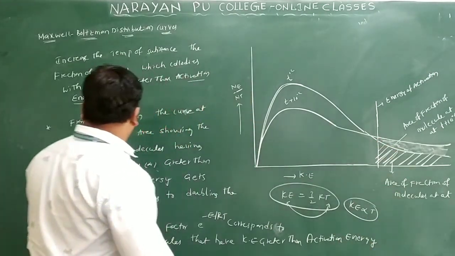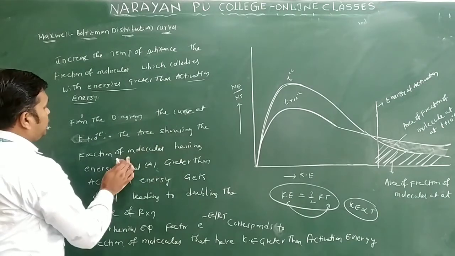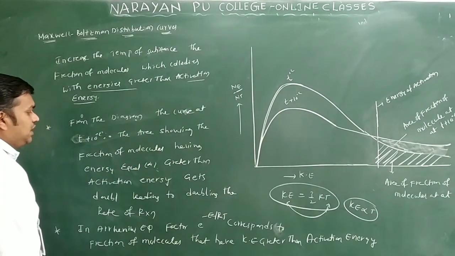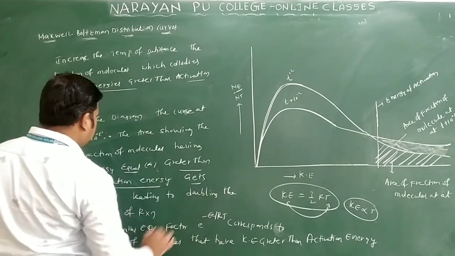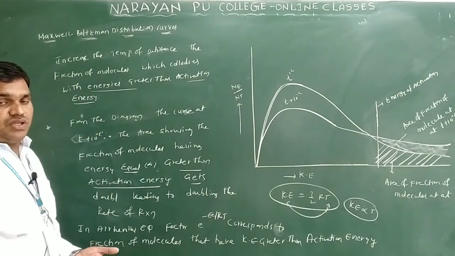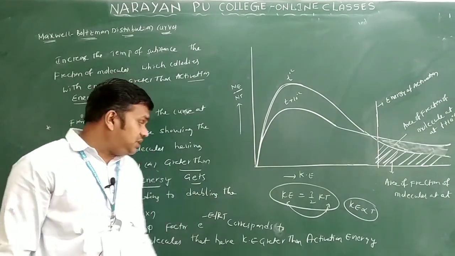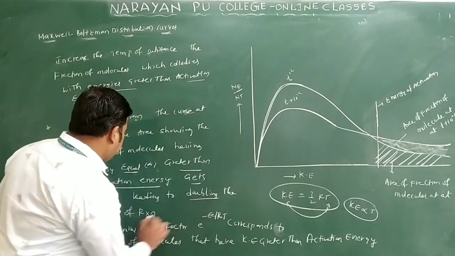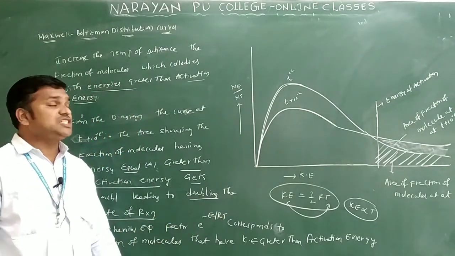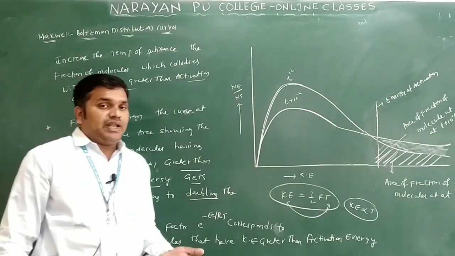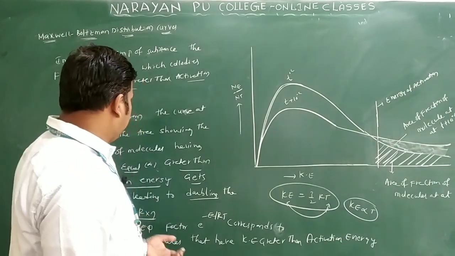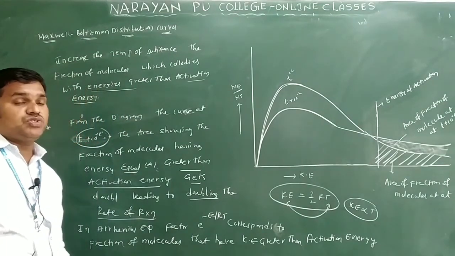From this point you can say the area showing the fraction of the molecules having energy equal to or greater than the activation energy gets doubled, leading to the doubling of the rate of reaction. When is it possible? When the temperature increases by 10 degrees Celsius. If the temperature increases by 10 degrees Celsius, the rate of reaction becomes double or triple.